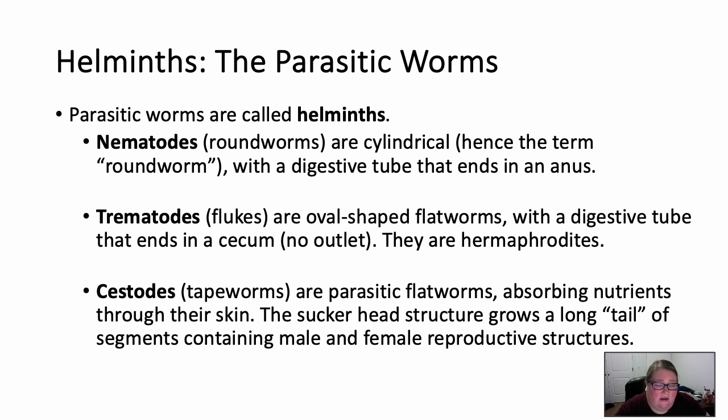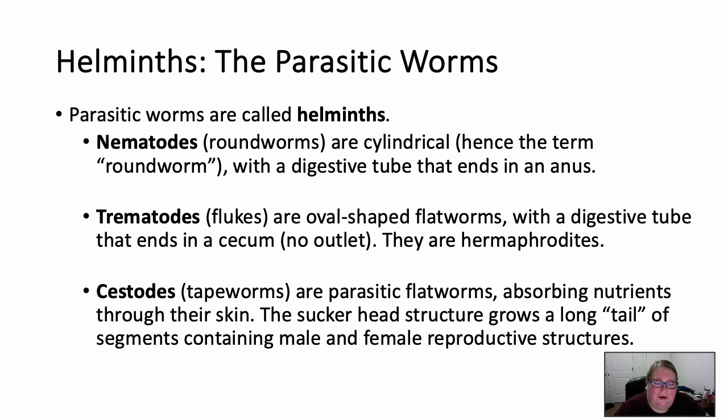Each of these has its own defining characteristics. For roundworms, they're cylindrical, hence why they're called roundworms. They're pretty much just a cylindrical digestive tube that ends in an anus. There's not much that's complicated about nematodes. Trematodes, on the other hand, are oval-shaped flatworms. They're also a digestive tube, but they end in a cecum, so there's no outlet.